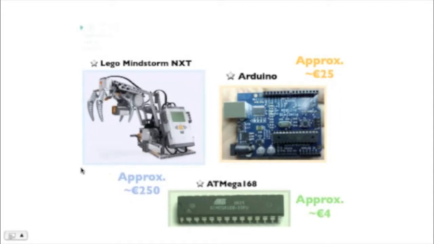And so here's some rough costs. Mindstorms, I guess, this is in euros, so €250. The Arduino, €25, and an integrated circuit, €4. So it's almost an order of magnitude difference between each of those three as well.